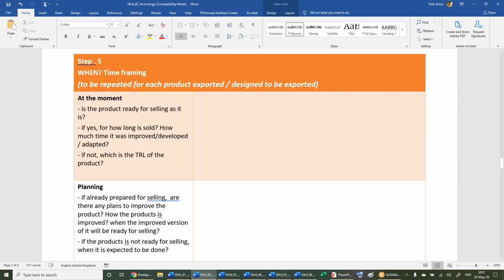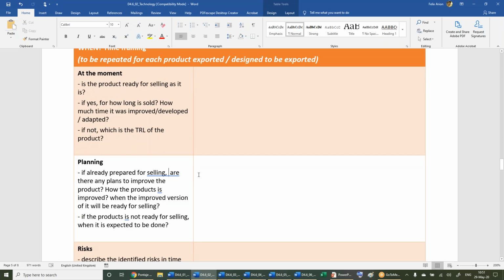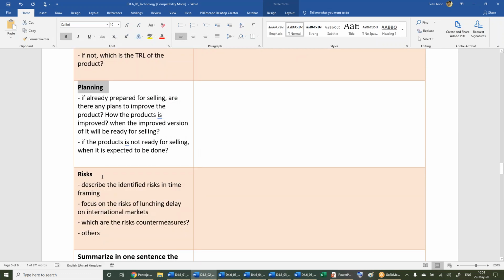So that's my summary. Fine, when we want to do it, meaning which is now at the moment, is our product ready to be sold? If it's not, which level it is, TRL, what we have to do into the future. And of course, what you want to do into the future, and which are the risks, and how you try to fight against those potential risks.